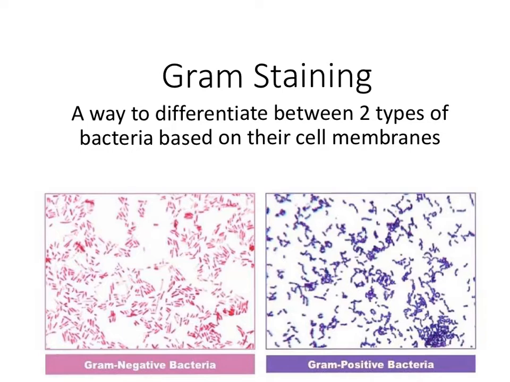When you Gram stain bacteria, it does not tell you the exact species of the organism. Of course, there are thousands and thousands of different types of bacteria species, but rather Gram staining tells us which of two groups it falls into. Is it Gram negative or is it Gram positive? Those two groups are different based on their cell membranes.